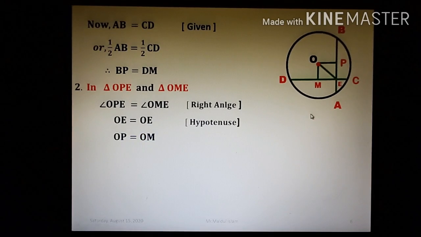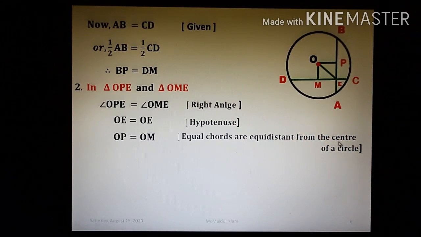My dear, what is the another point? That is OP is equal to OM. You can write OP is equal to OM. Why can you write OP is equal to OM? Because chords are equal. We have learned earlier that when chords are equal, then the distance from the center to the chords will also be equal. Means OP is equal to OM. So what will be the side note? Equal chords are equidistant from the center of the circle. My dear, please try to understand each and every point.